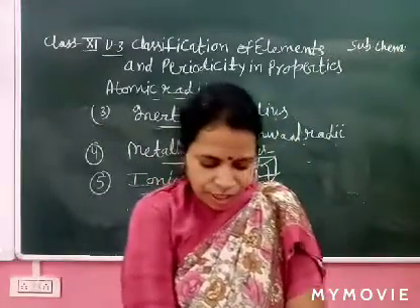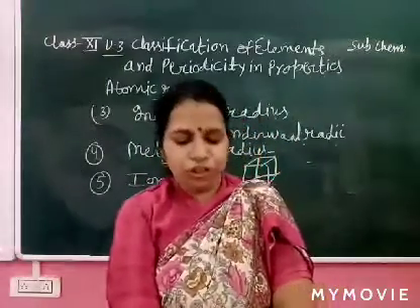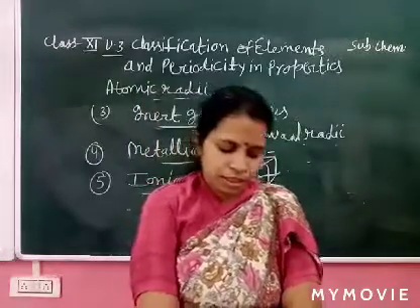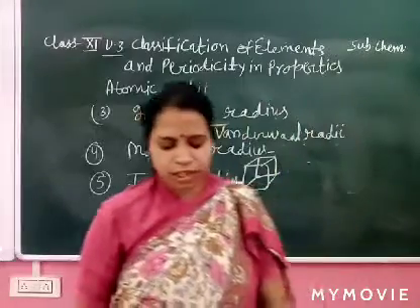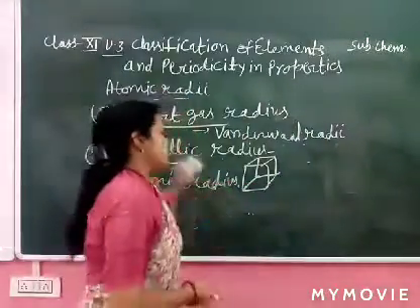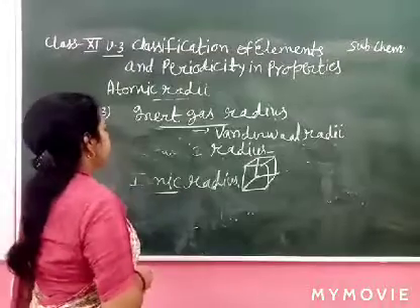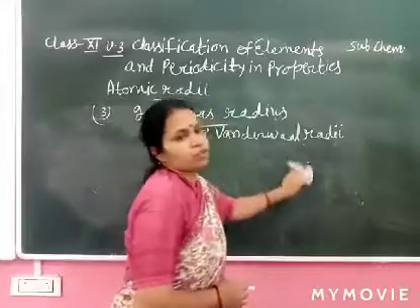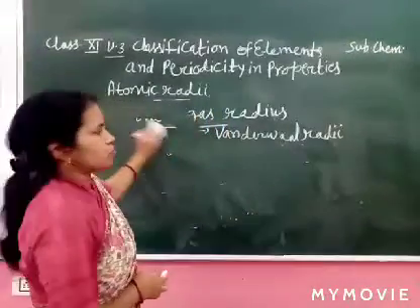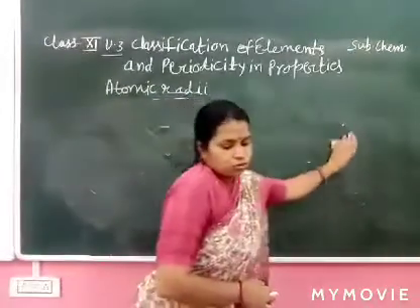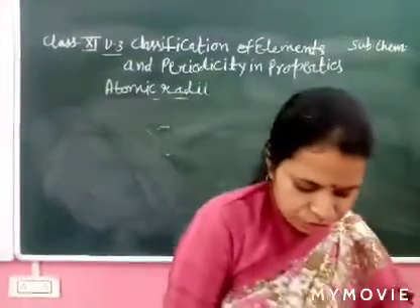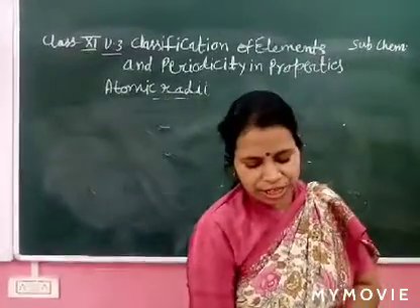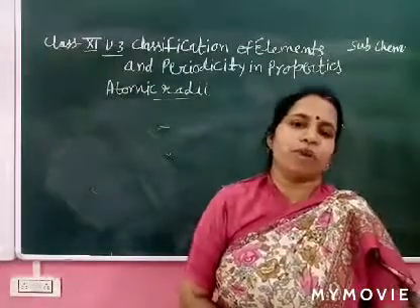Now it is defined as the effective distance from the nucleus of the ion up to which it has an influence in the ionic bond. It is called the ionic radii. The definition is the same. Ionic radii is considered for ions. Positive ion is called cation, negative ion is called anion. So it is defined as the effective distance from the nucleus of the ion up to which it has an influence in the ionic bond.